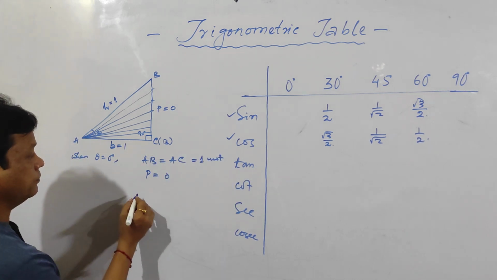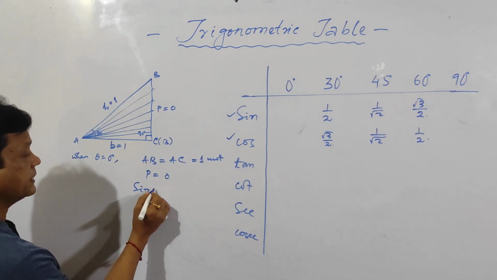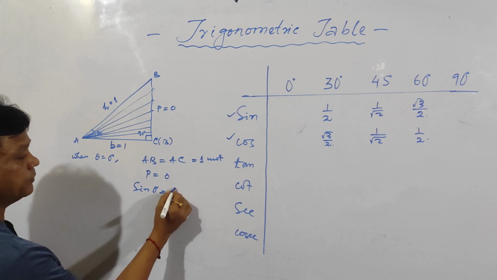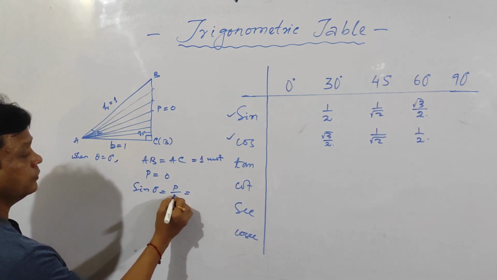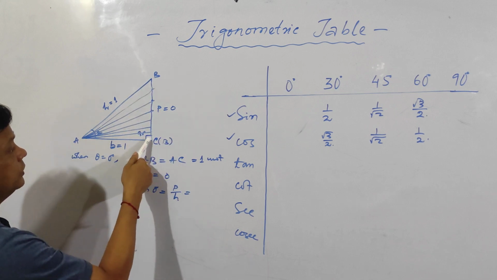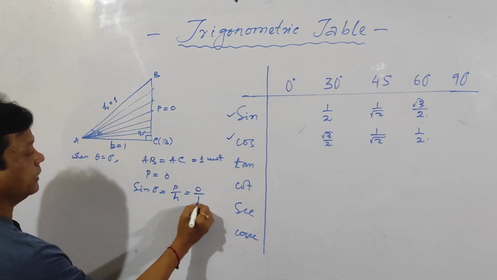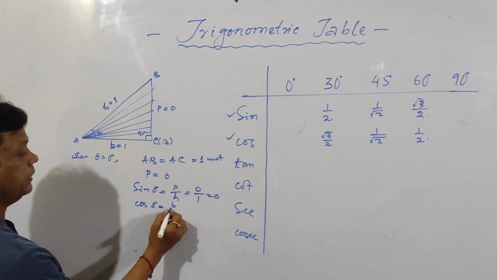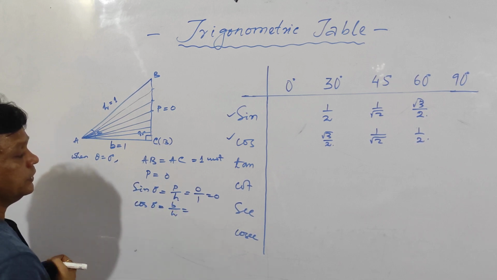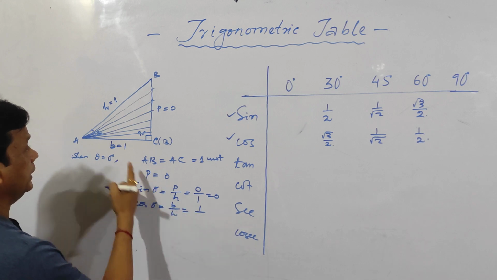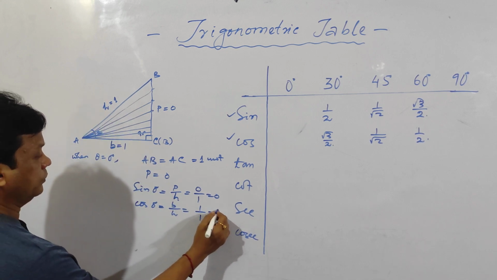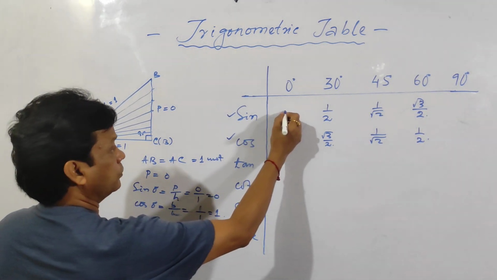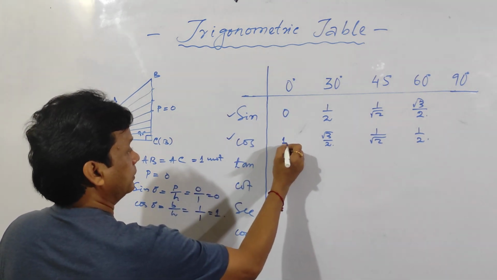Now apply the function. Sin 0 degree. What is the formula? P by H. What is P here? P is 0. H is 1. So 0 by 1 is equal to 0. Then what is cos 0 degree? B by H. Here what is B? 1. H is 1. 1 by 1 is equal to 1. So sin 0 is 0 and cos 0 is 1.